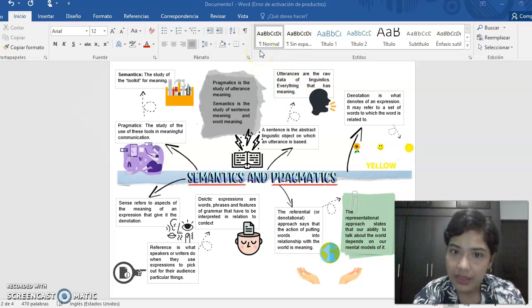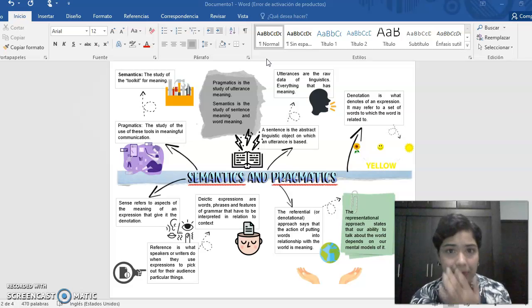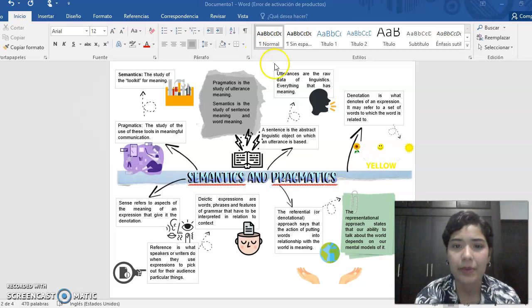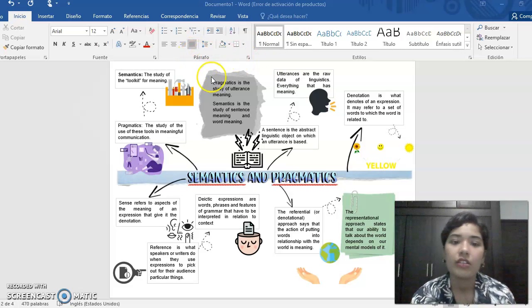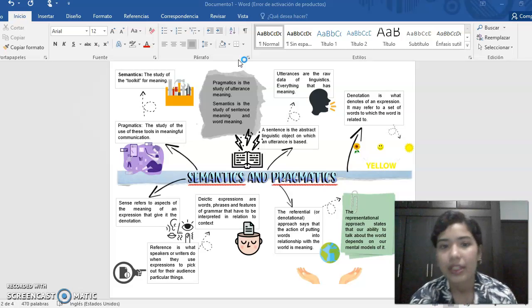Whereas an utterance is the raw data of linguistics, everything that has meaning, and everything that can be uttered at a particular time by a particular speaker, and it cannot be repeated. A sentence can be repeated, but an utterance cannot. So, pragmatics is the study of utterance meaning, and semantics is the study of sentence meaning and word meaning.